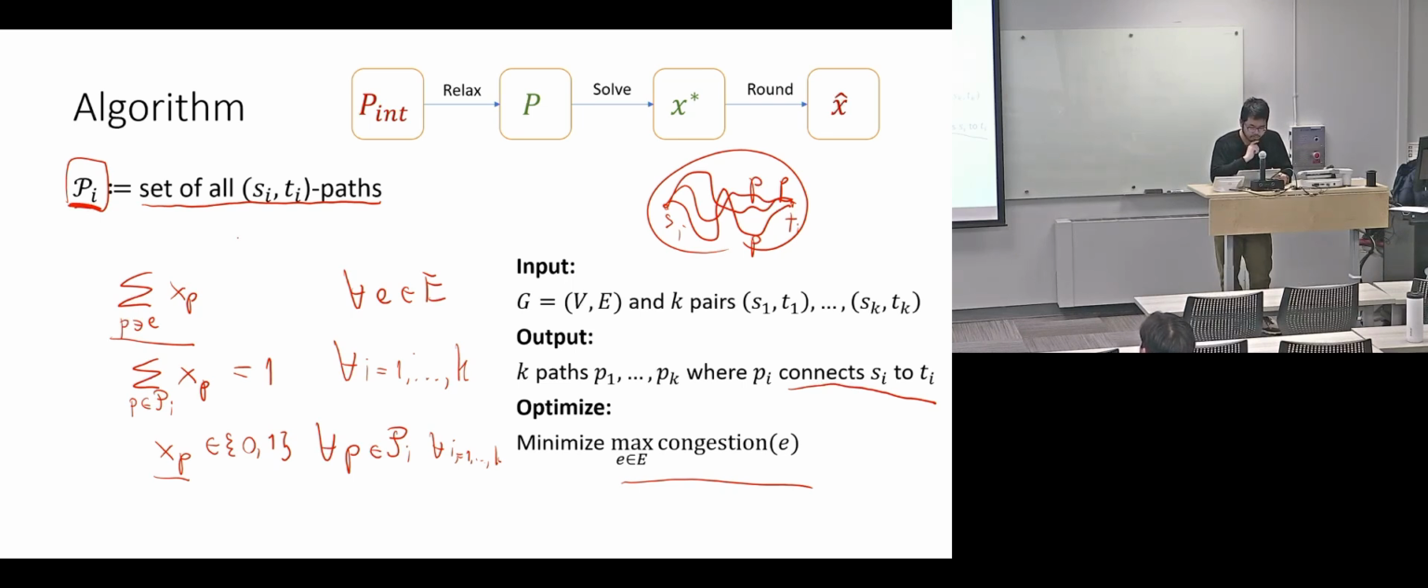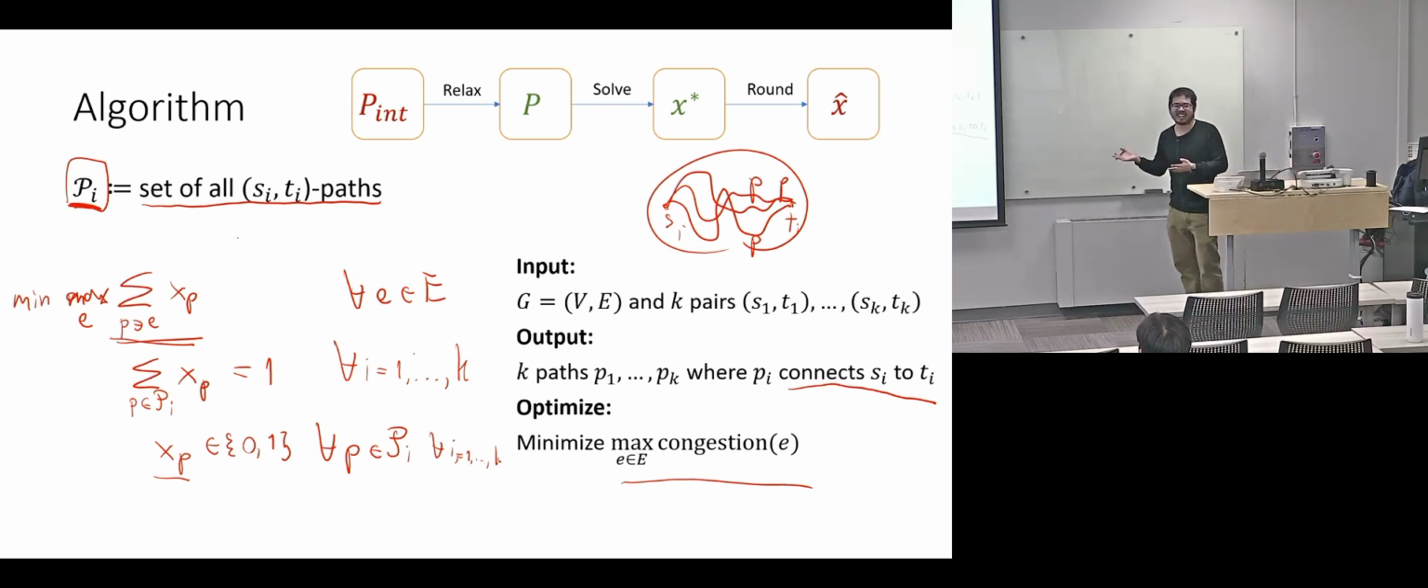Okay. How do we minimize? Right now we want to minimize the max over all edges of this thing. But that is not an LP, right? So how do we do this?